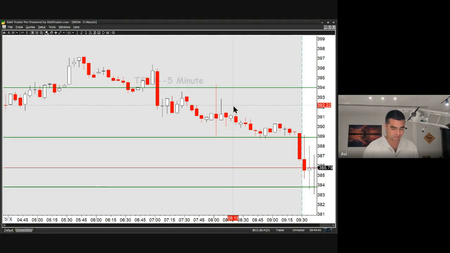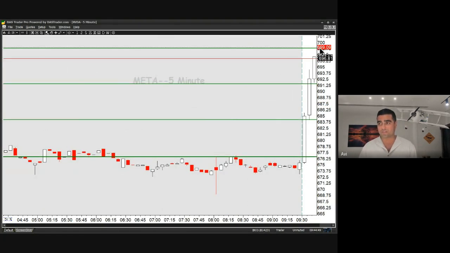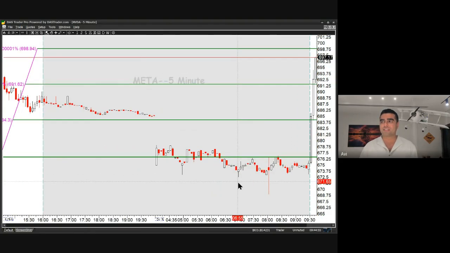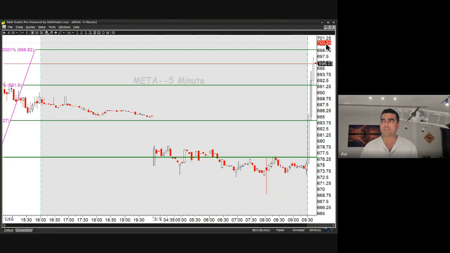Okay. So again, Meta is very curious. Expect it to stall out before 700, have a pullback, and ideally it does it at the level. But let's see. If you guys are looking at the level 2, you probably have massive orders at 700. Take a look.